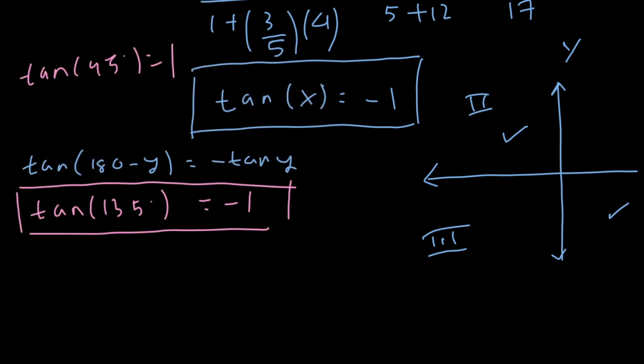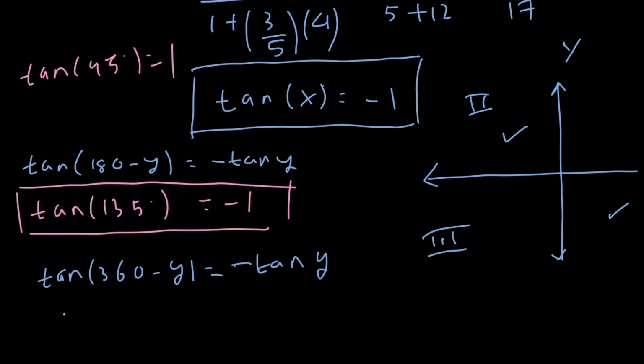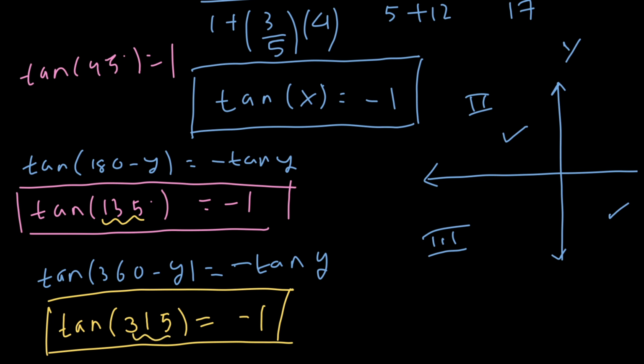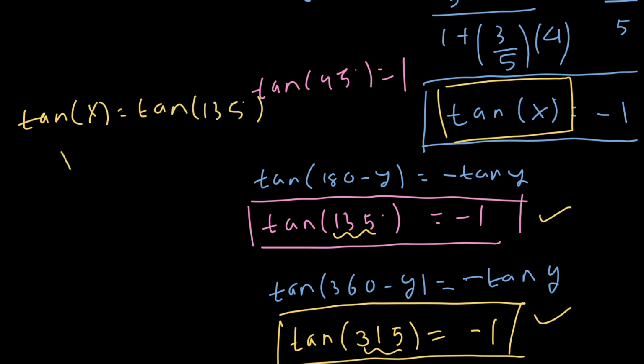Now the second one that we had was tangent of 360 degrees minus y is equal to negative tangent of y. Again I will replace y with 45 degrees. So on the left hand side, tangent of 360 minus 45 gives me 315 degrees, and this is equal to negative 1. Okay, so here we have two angles for which the value of tangent is negative 1. Now we need to compare tangent of x with these two values. If I compare with the first value, I get tangent of x equals tangent of 135 degrees, and hence x will turn out to be 135 degrees. And comparing tangent of x with the second equation gives me x equal to 315 degrees.